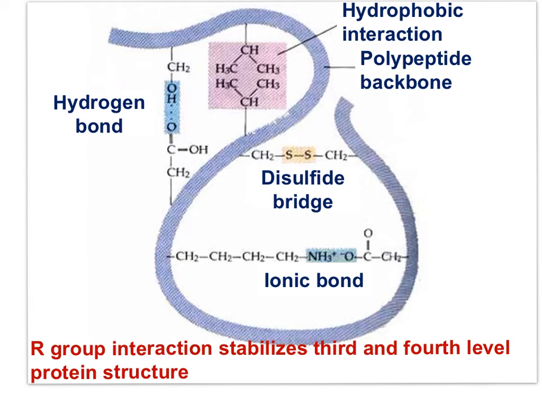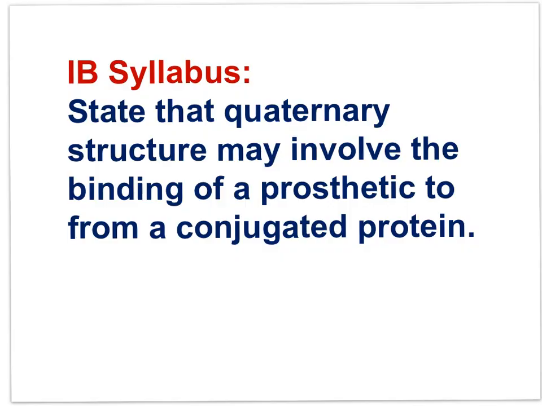Here's a nice image that displays the 4 forces that stabilize the tertiary structure of a polypeptide. We have hydrogen bonds, we have ionic attractions, we have non-polar interactions, and disulfide bridges. R group interaction stabilizes the 3rd and 4th level of protein structure. Here's an IB syllabus statement that extends your understanding of 4th level structure. State that quaternary structure may involve the binding of a prosthetic to form a conjugated protein.